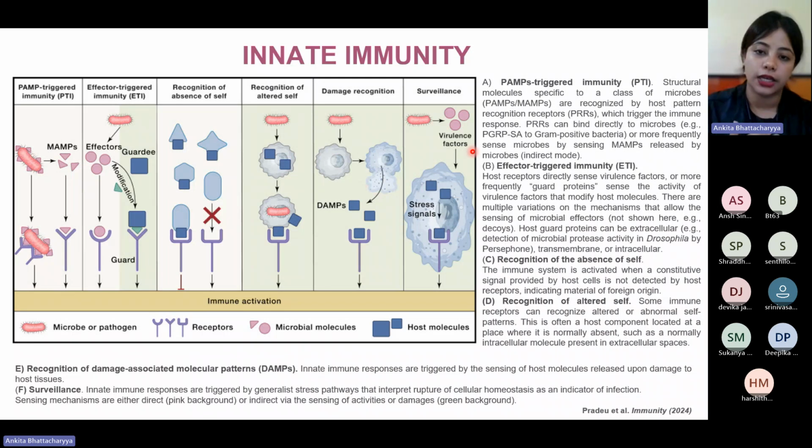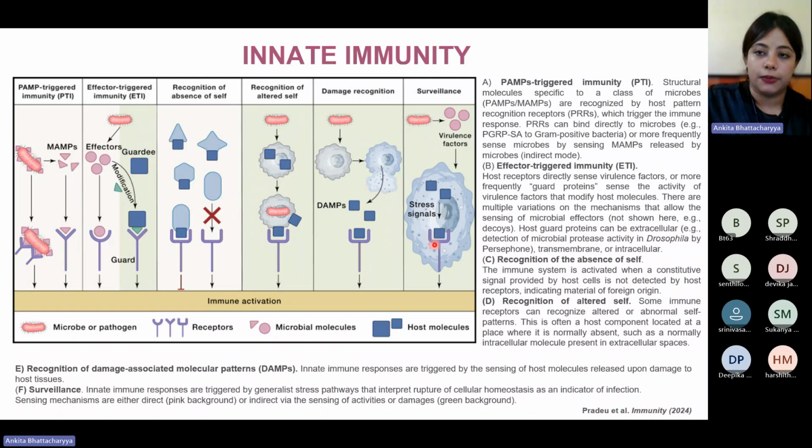In case something is recognized, it will trigger a cascade that will identify that there is a foreign invasion and this needs to be removed immediately. So these are broadly the different mechanisms, or just the subtypes of different mechanisms, that are operating all together to keep innate immunity intact within any living organism. So that's how it works.